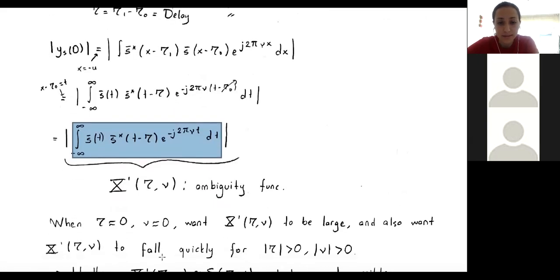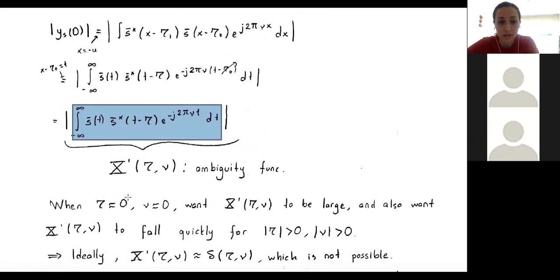And as we said before, if tau and v, if our mismatch is small, if our match filter parameters are close to the true ones, then we want to observe a large value for the ambiguity function. And also, what will be nice on this ambiguity function will be a quick drop after 0. Okay, so we want this function to fall quickly as it goes far away from the origin.